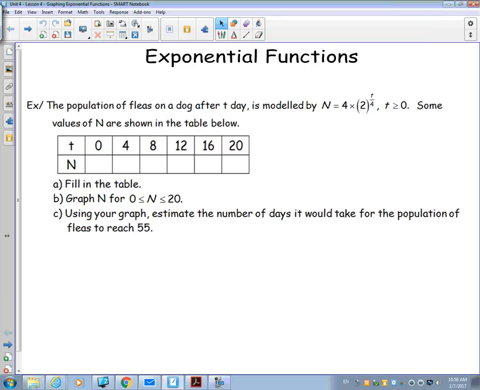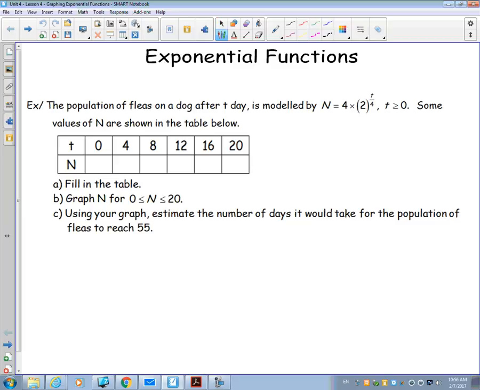In this lesson, we're going to examine the graphs of exponential functions, how we can make them, what they usually look like, and how we can solve things from them. So it really is just a series of examples today. We're going to get some familiarity with these new ideas.